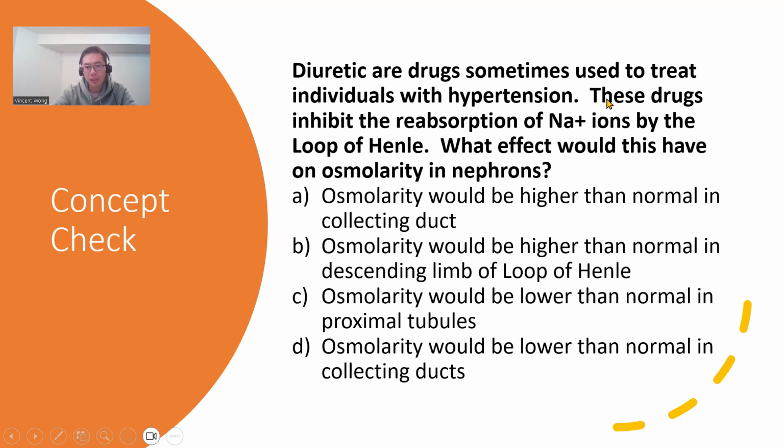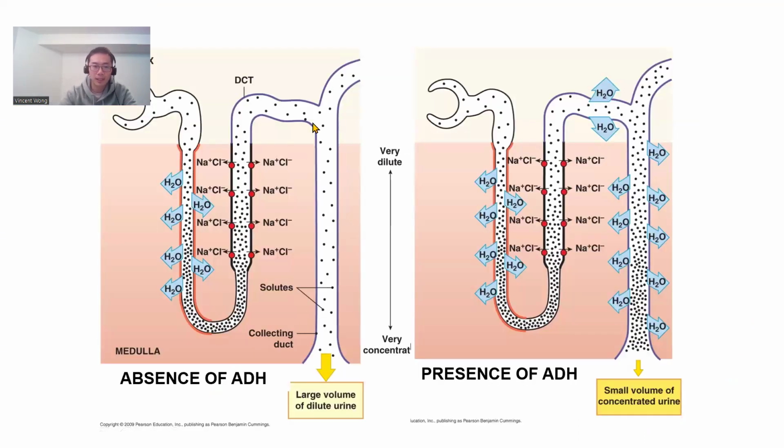So let's take a look at the question again. It says the drug inhibits absorption of NaCl in the loop of Henle. So the drug is having an effect right here. If you're not absorbing NaCl here, what's going to happen to the filtrate? It's just going to be really, really concentrated here as well, because you're not taking it, the sodium chloride stays in the filtrate. And it's going to stay in the filtrate all the way.